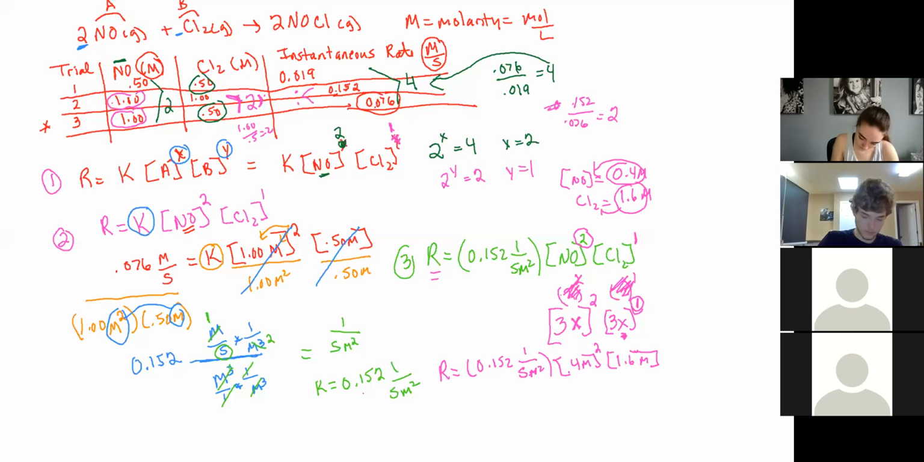Now, what's the unit for rate? The unit for rate is molarity per second. So when I get this done, the unit for the rate should be molarity per second. Okay, so I'm going to multiply 0.4 squared and M squared. I'm going to put it in my calculator. 0.4 squared is 0.16. But then it's M squared. And then 1.6 molar. And then 0.152, 1 over seconds times molarity squared.